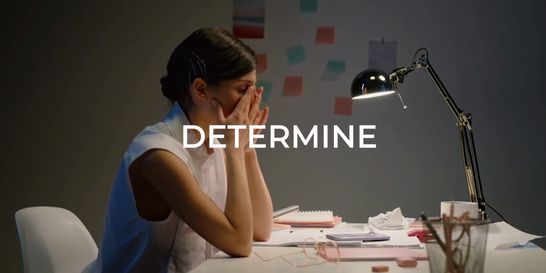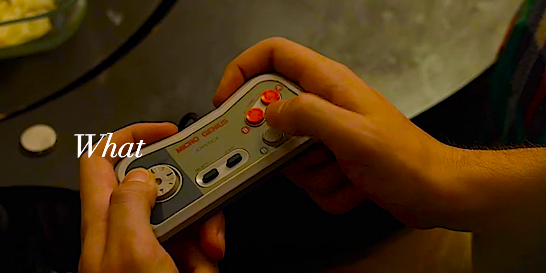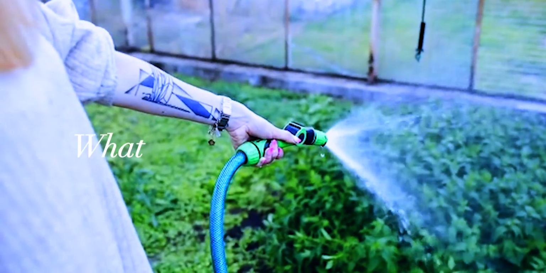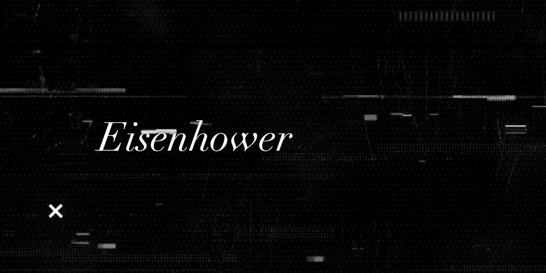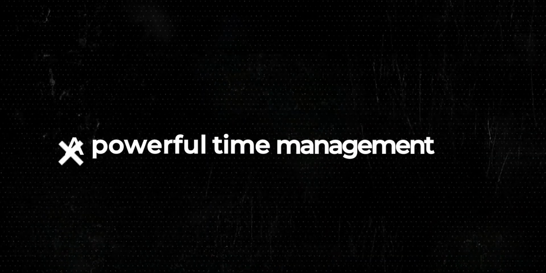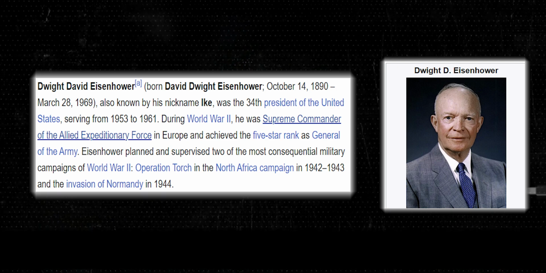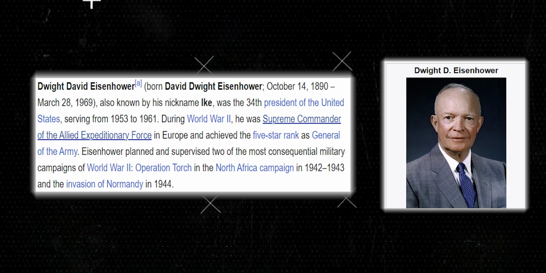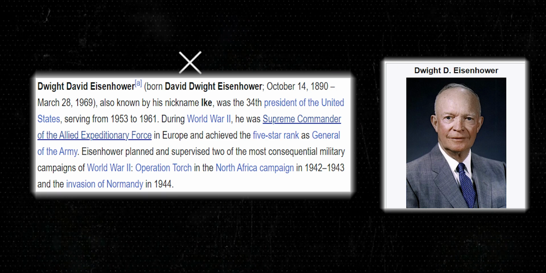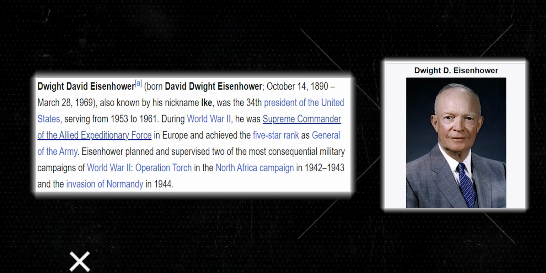But how do we determine what is important and what is not? What is urgent and what can wait? This is where the Eisenhower Matrix comes in. A powerful time management tool named after Dwight D. Eisenhower, the 34th President of the United States. He was known for his incredible productivity and ability to make tough decisions quickly.